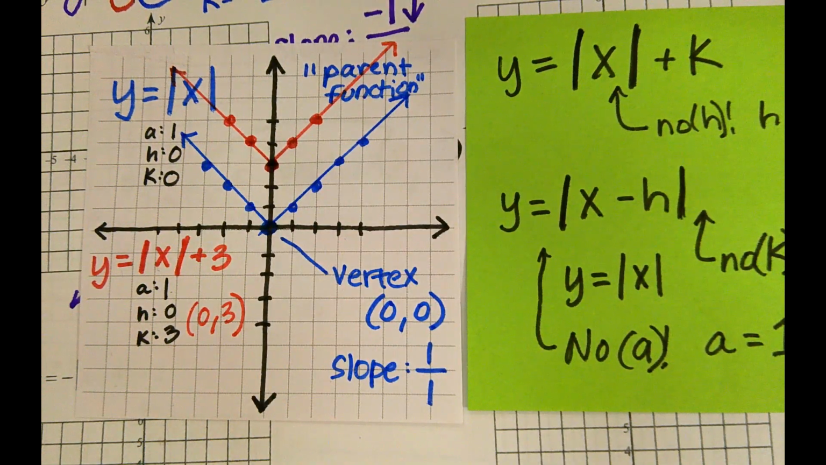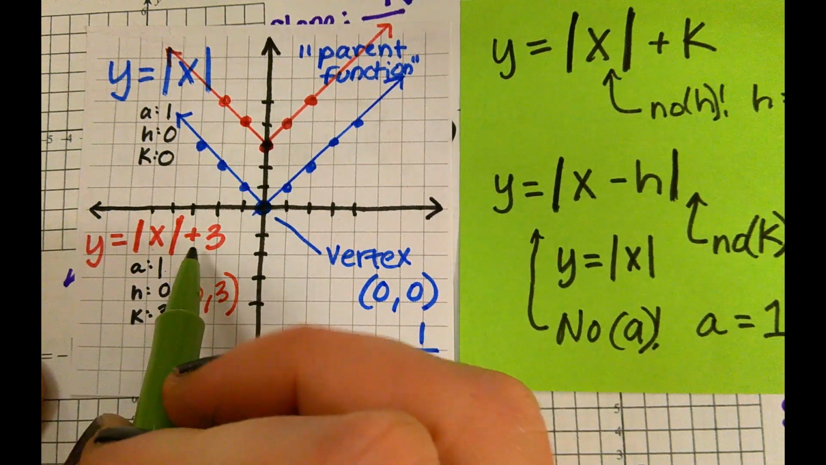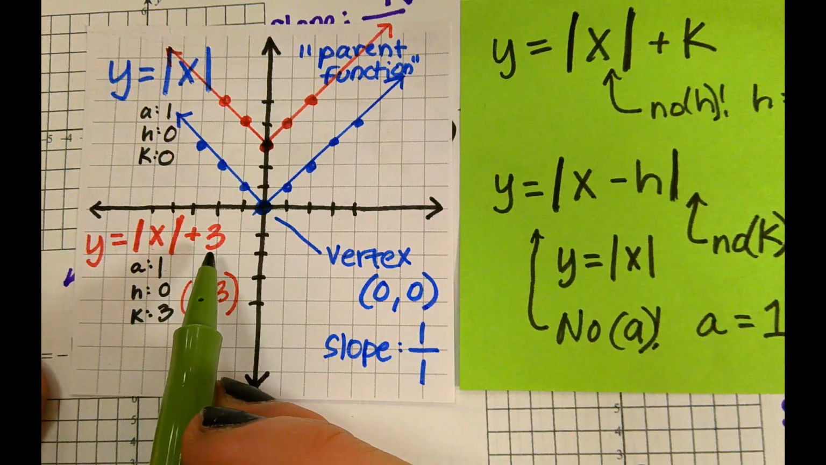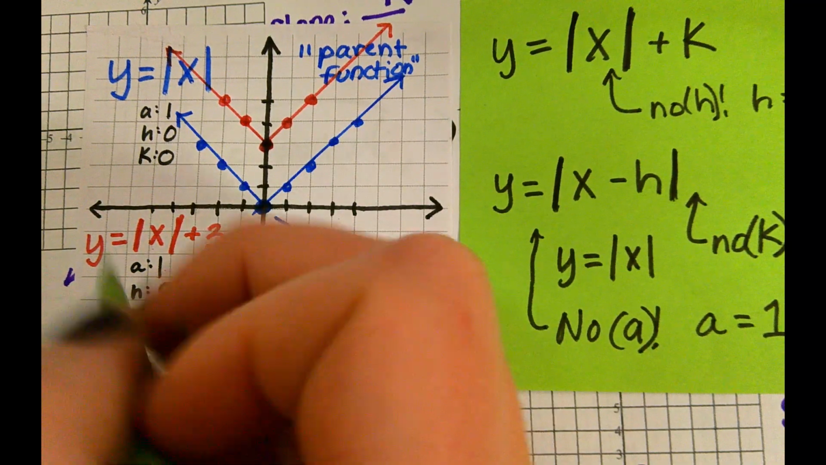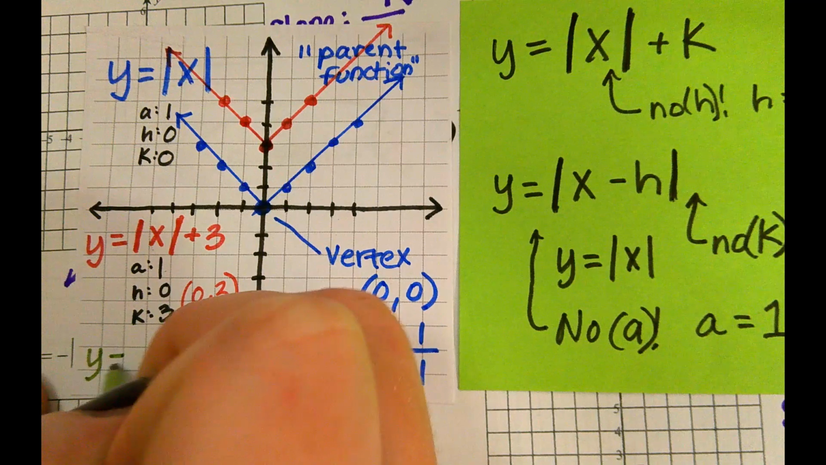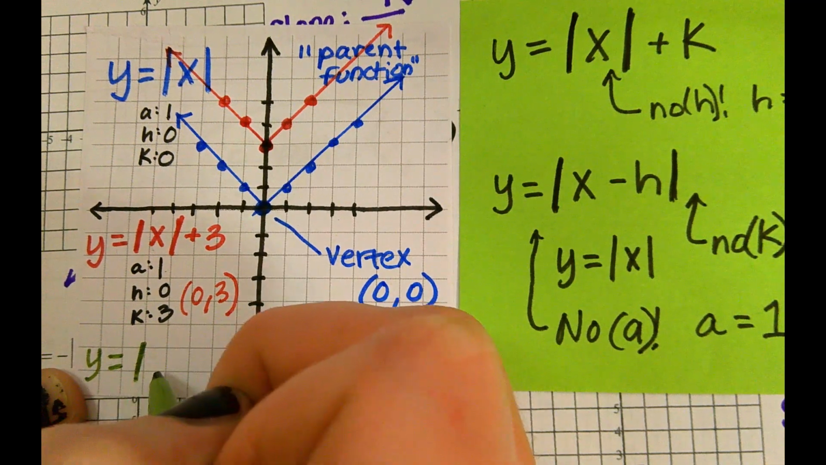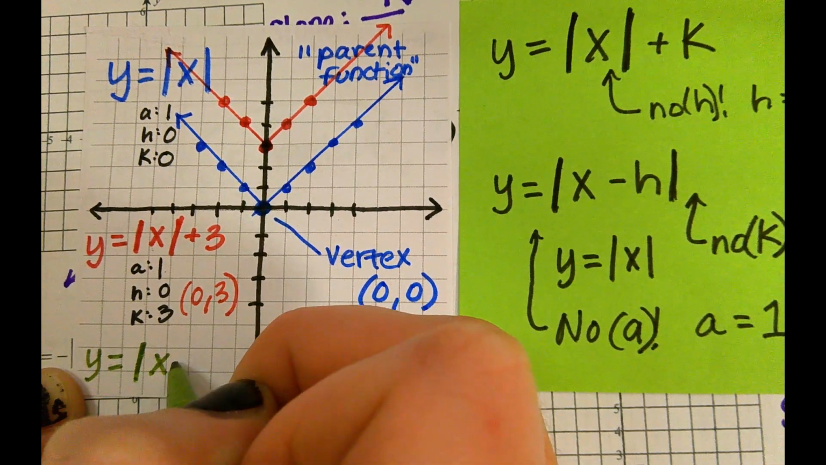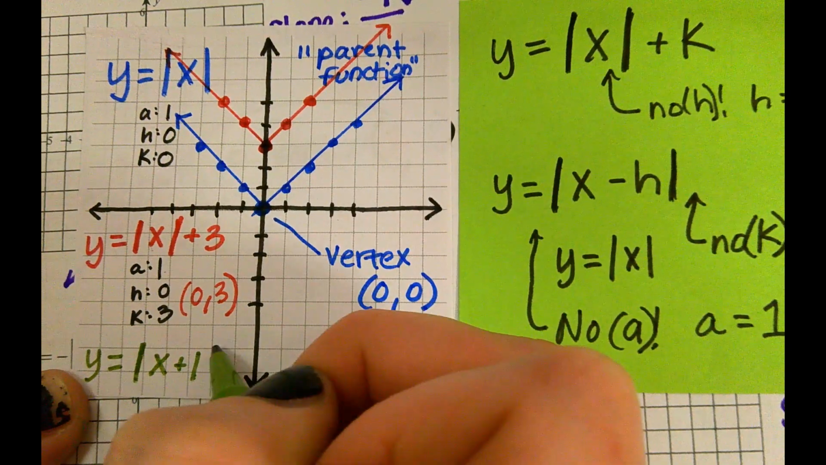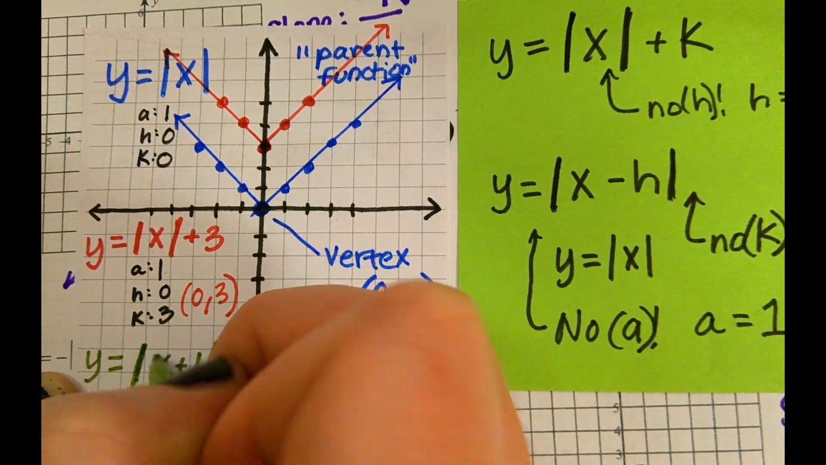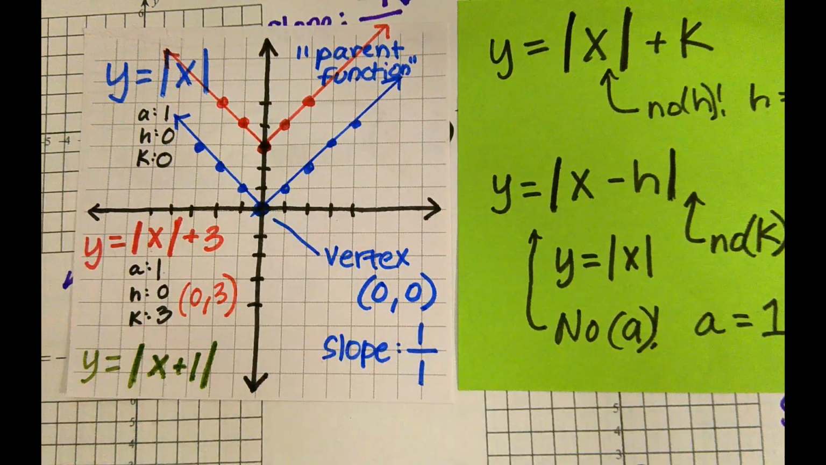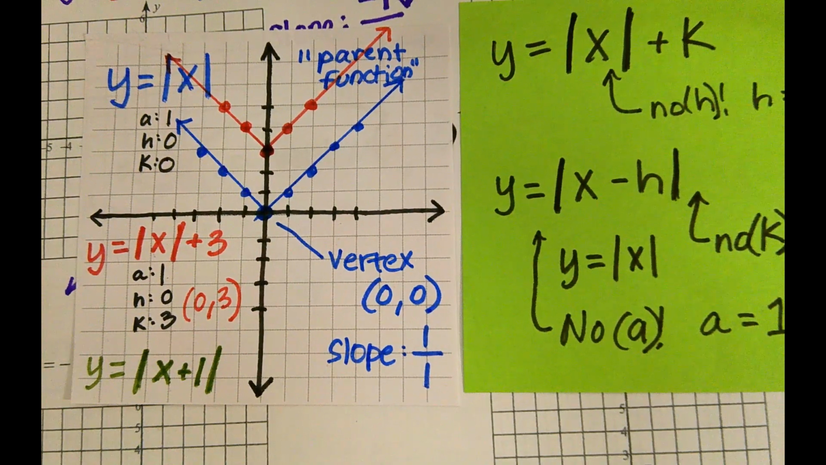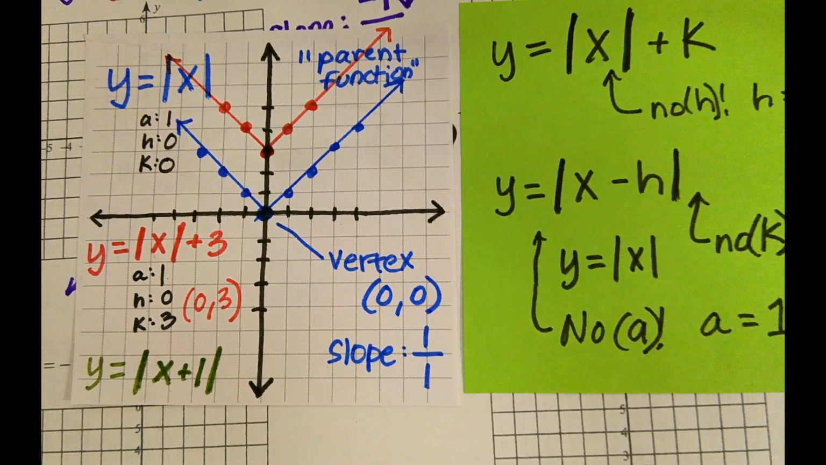We could also, though, do one more. This one we had a K. Let's do one where we don't have a K. y equals the absolute value of x plus 1. And that's it. Let's give somebody else a chance.